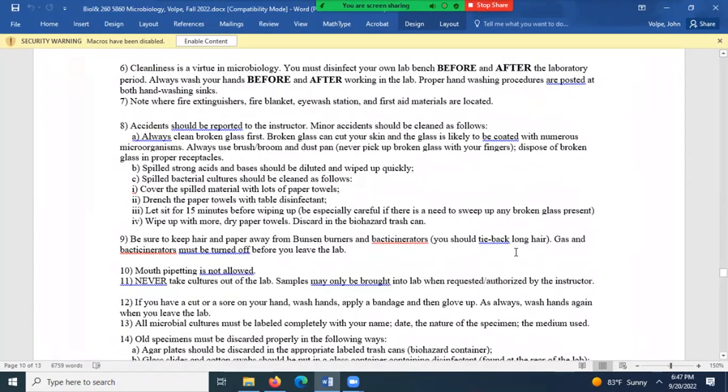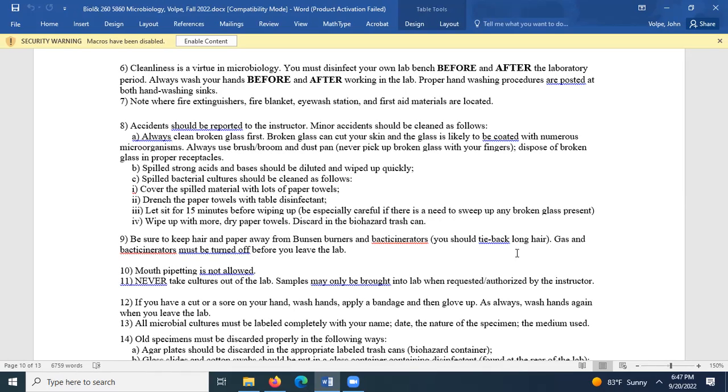Always clean broken glass first. Broken glass can cut your skin, and glass is a problem. Take the brush and the broom and the dustpan. Never pick up glass with your fingers, and dispose of the broken glass in the proper receptacle, meaning we have a receptacle for broken glass only, and put it in there. If you spilled strong acids and bases, they should be diluted and wiped up quickly.